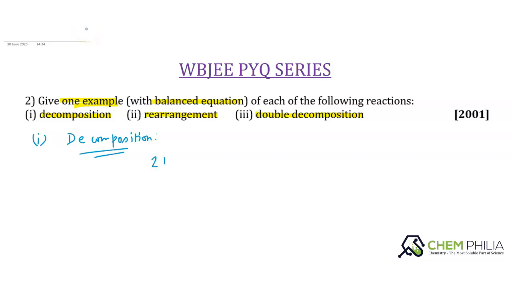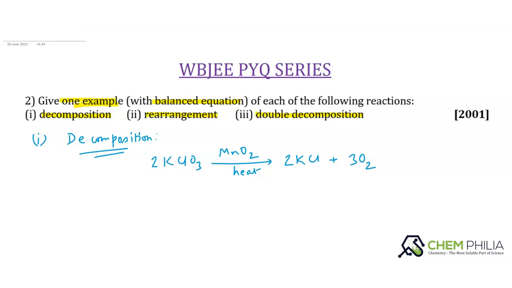Clear? So for example, 2KClO3. KClO3, you know, is potassium chlorate, in presence of manganese dioxide. When it is heated, the product is 2KCl plus 3O2. So you can see that KClO3 breaks down to give two different products, KCl and O2. KCl is potassium chloride, O2 is oxygen, right?